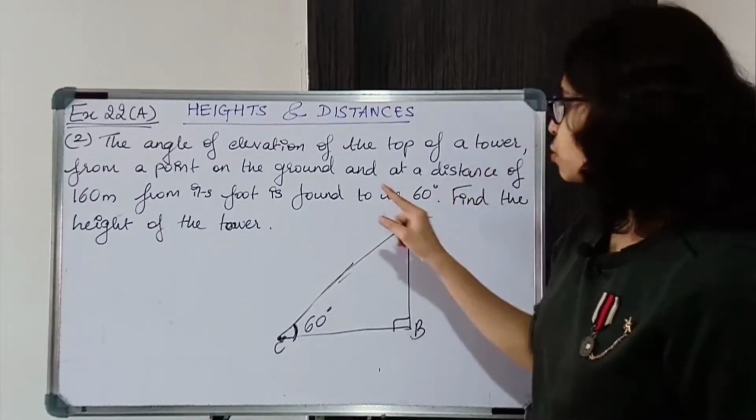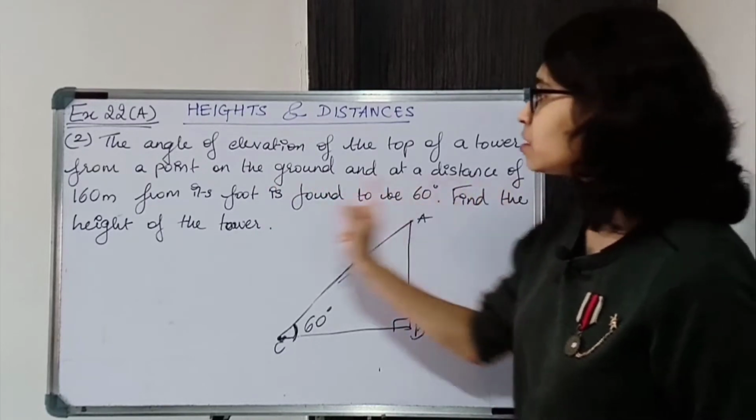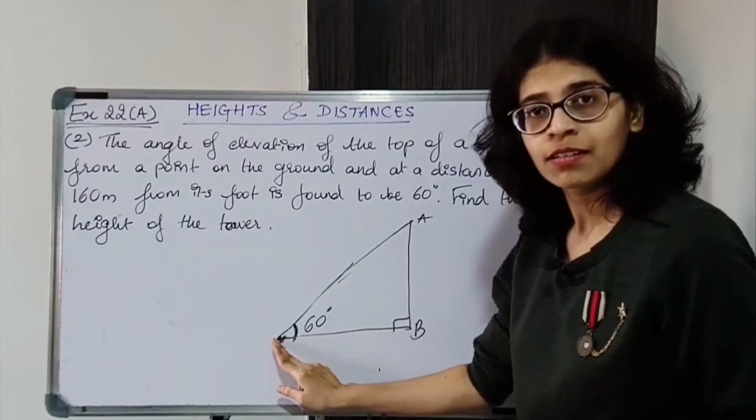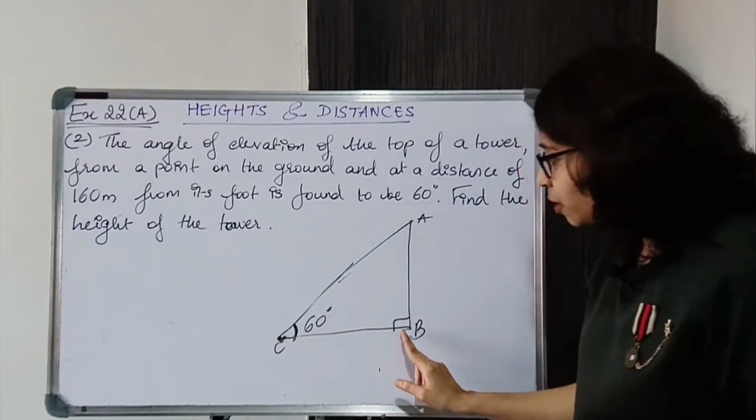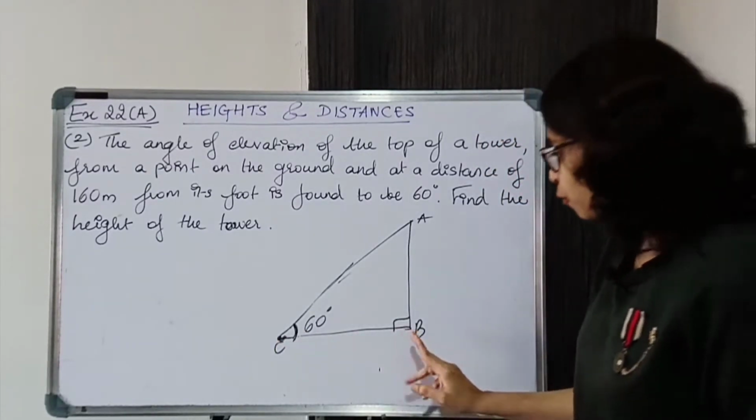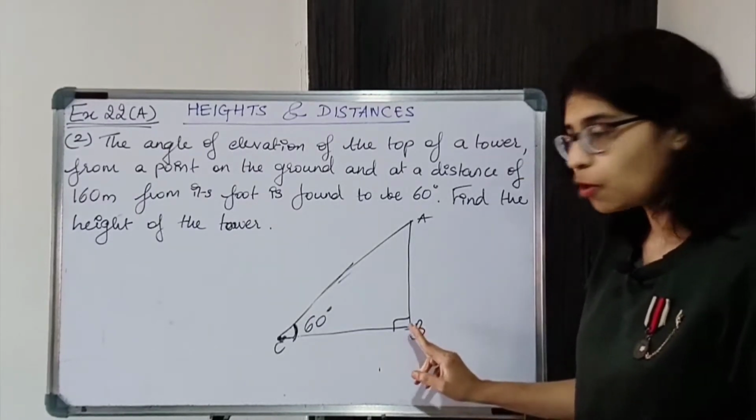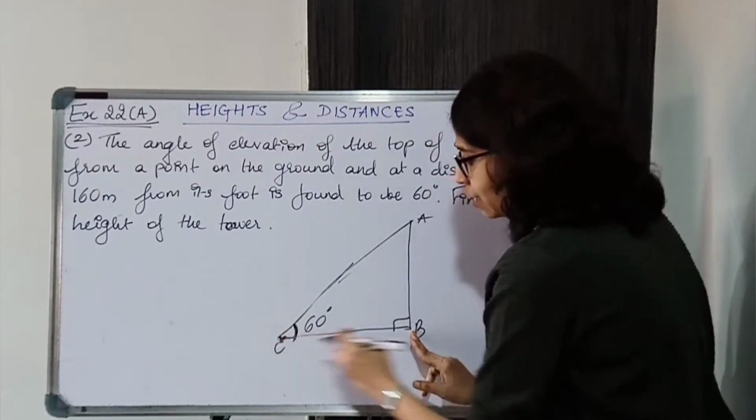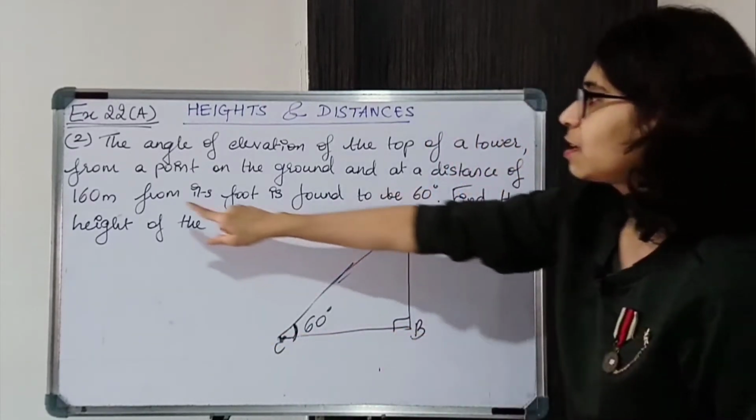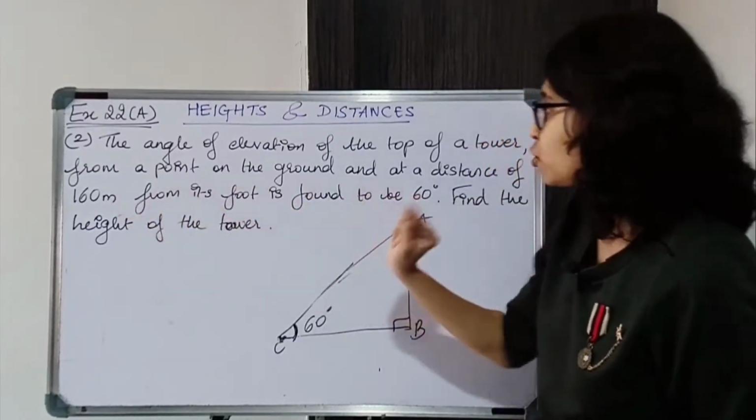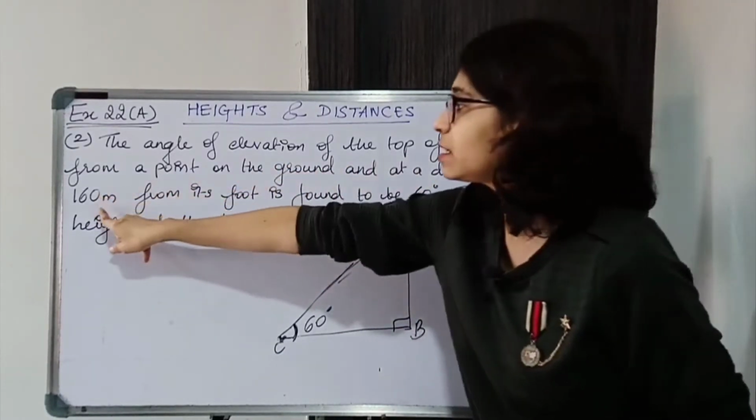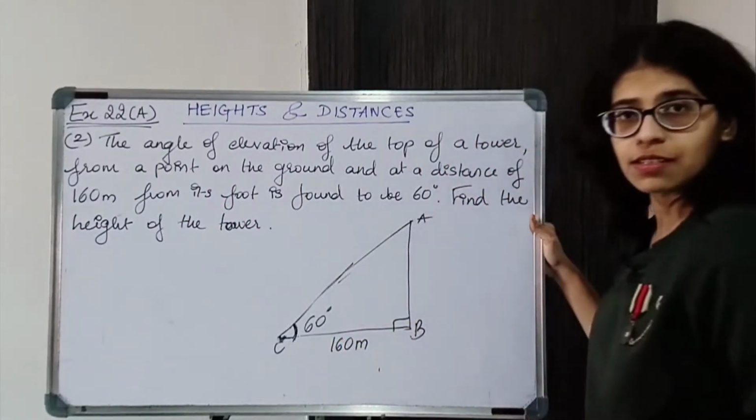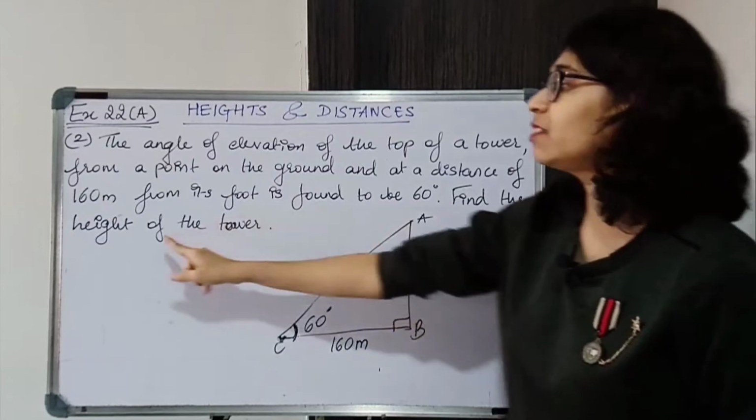Now, there is one more information given, the distance of 160 meters from its foot. So, the distance of the point, okay, on the ground from the foot of the tower. So, foot of the tower is B, okay, this is the bottom of the tower. So, foot of the tower, say, there is a point on the ground and what is the distance of this? It is 160 meter. So you are given a point on the ground and at a distance of 160 meter from its foot. So 160 meter is the distance. We have to find the height of the tower.